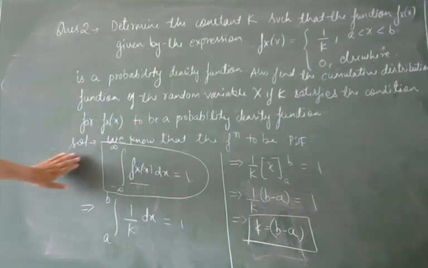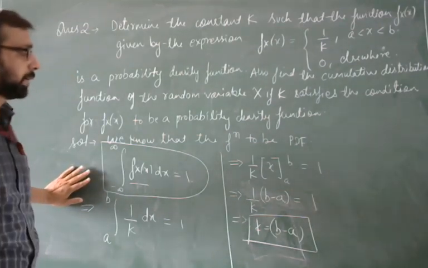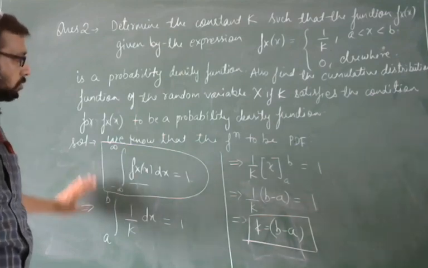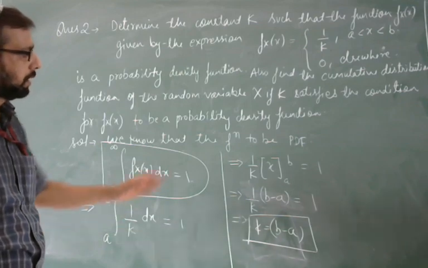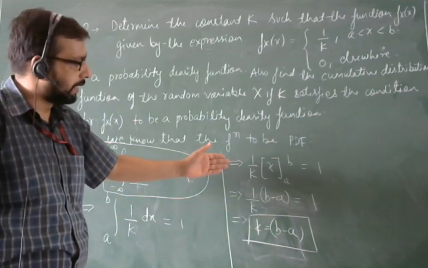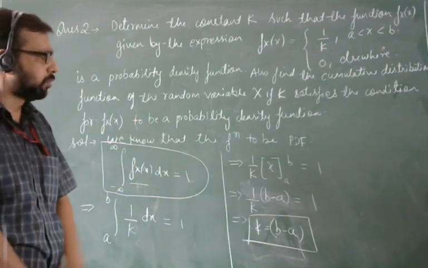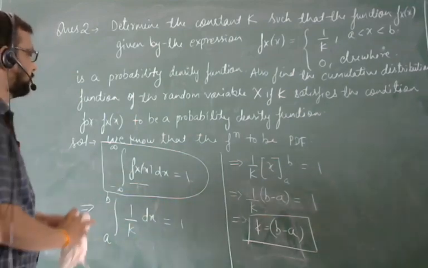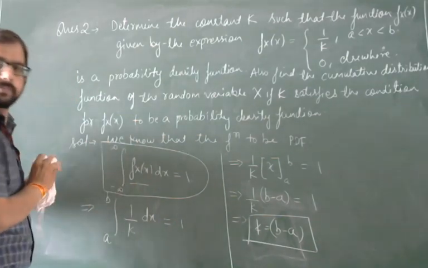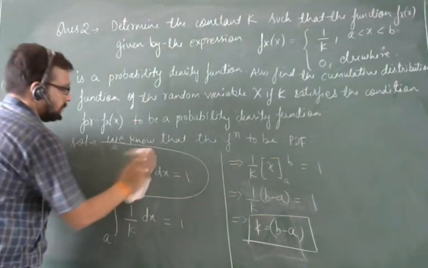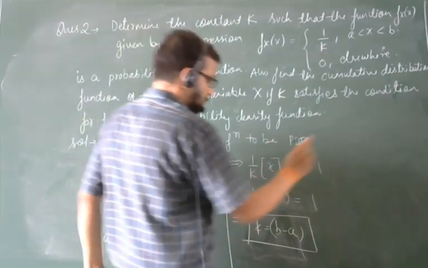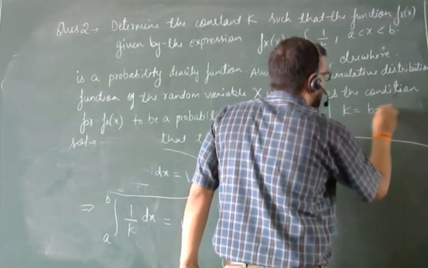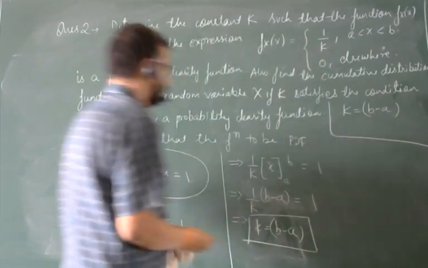तो this is your first part. हमने discuss कर दिया कि first part कैसे हमें करना है. हमने simply properties को use किया PDF के, उसमें हमने values को place किया हुआ है, and then simply integration, there is integration and put the value limit, and finally we get k is equal to b minus a. This is your first part. Now write here the value of k is equal to b minus a.